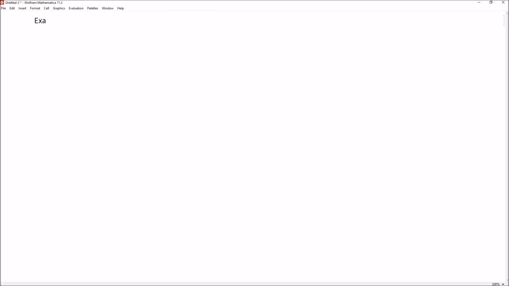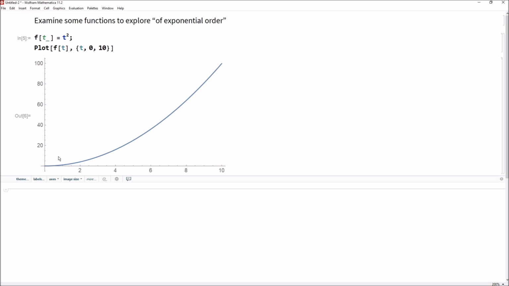All right, so let's go ahead and examine some functions to explore the concept of exponential order, right? So again, the idea with the exponential order is, let's look at a function. How about t squared? And let's plot this function over some time range, say 0 to 10 seconds, just to get an idea of what it looks like. So in this case, this function f is blowing up, right? It's increasing to infinity as time goes to infinity.